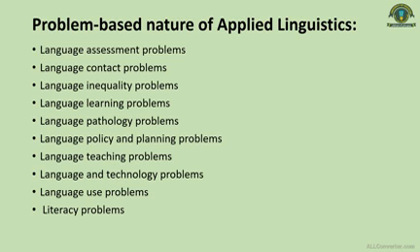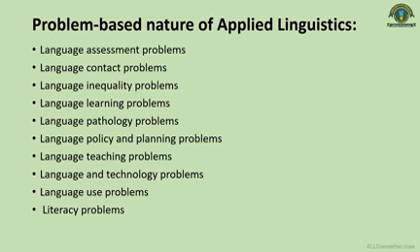Next one is language contact problem. Applied linguistics also helps to solve the problems that are involved in language contact. For example, bilingualism, shift, spread, loss of language, maintenance of language, social and cultural interaction. So these are the problems that are related to language contact, and applied linguistics tries to solve these problems.